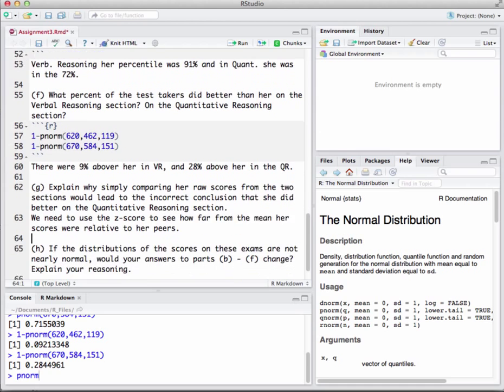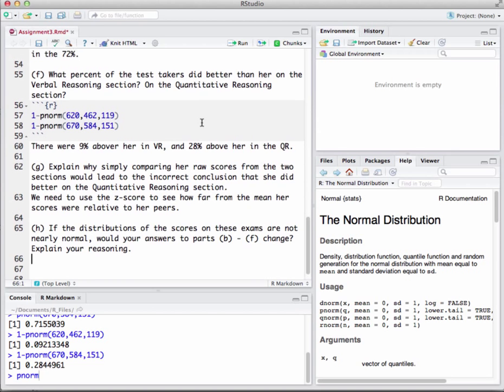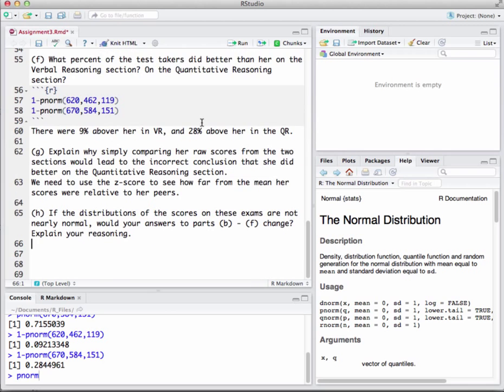Bad idea. Okay? All right, so if the distribution of scores on these exams are not nearly normal, in other words, if they were like, say, skewed right, would your answers for part B through F change? Explain your reasoning. Okay, well, the same part A, what if we used a different model? What if we didn't use the normal model, right? So that's not going to change. So what would happen for parts B through F? Well, in part B, let's scroll back up to remind ourselves what part B was. In part B, that's where we went and calculated the z-scores.